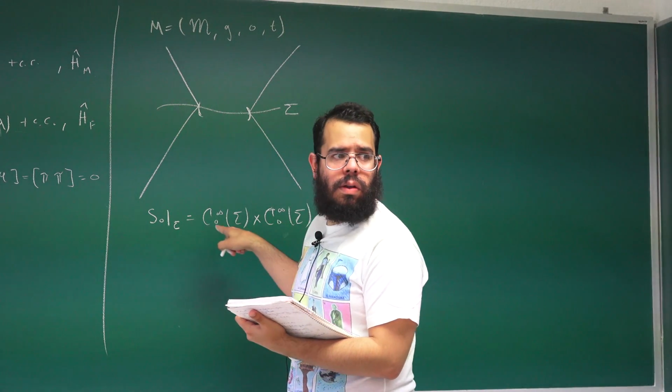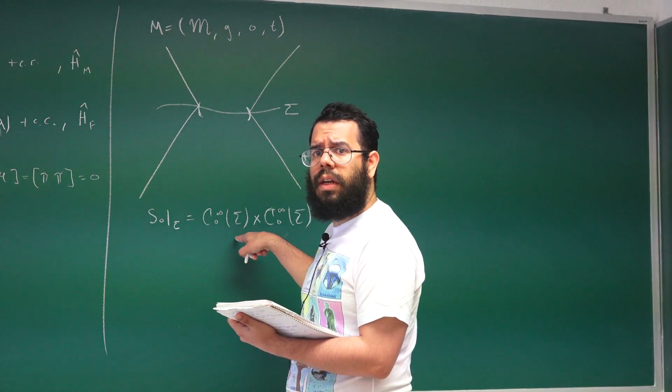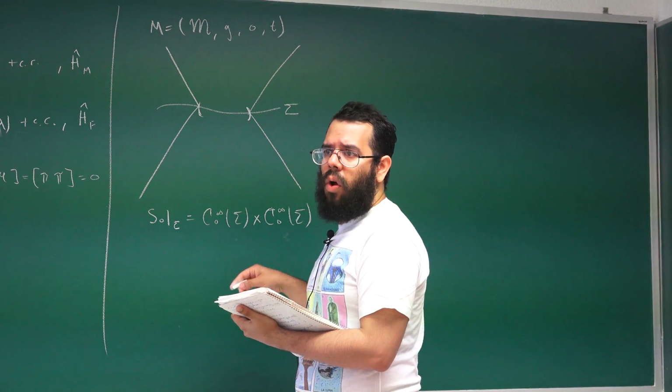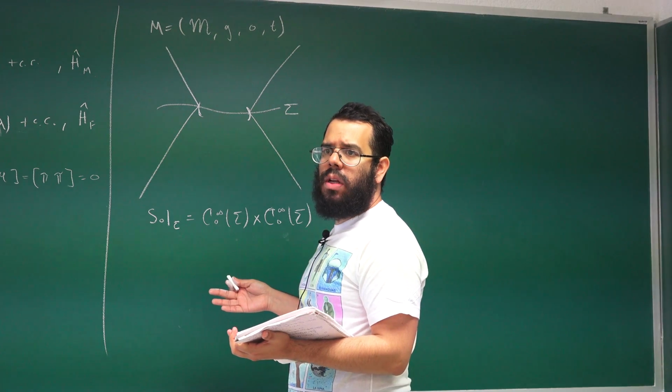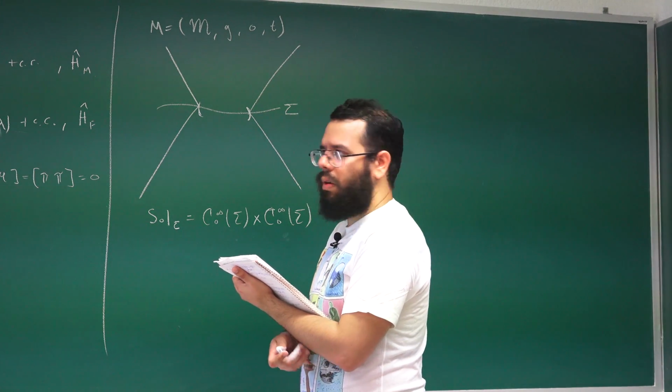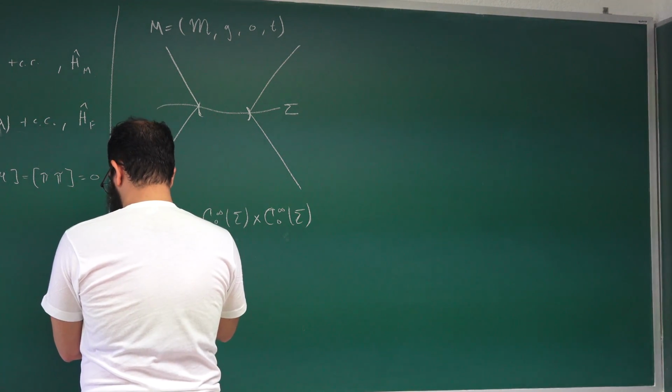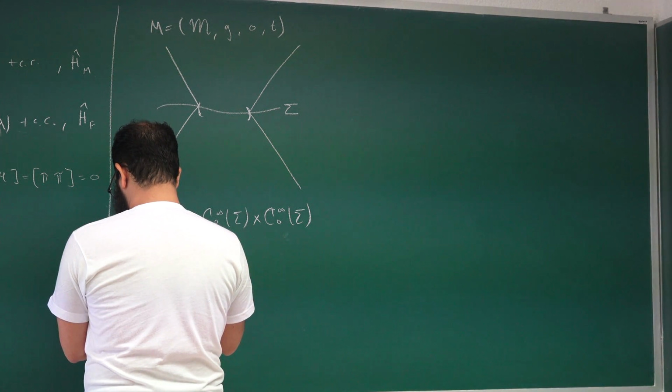Namely, if I give you the initial value of the field and its velocity, then you know how to give me the solution by solving the Klein-Gordon equation. Okay, that's the idea. And we know that observables, right?